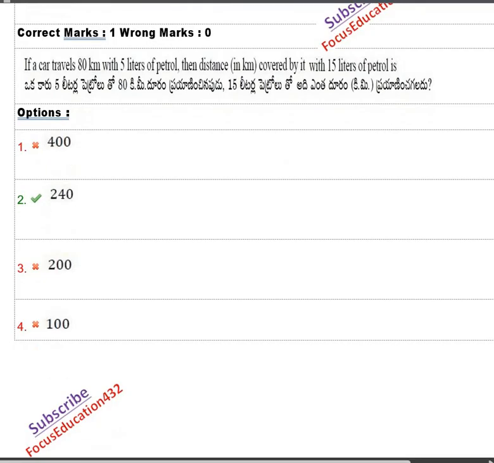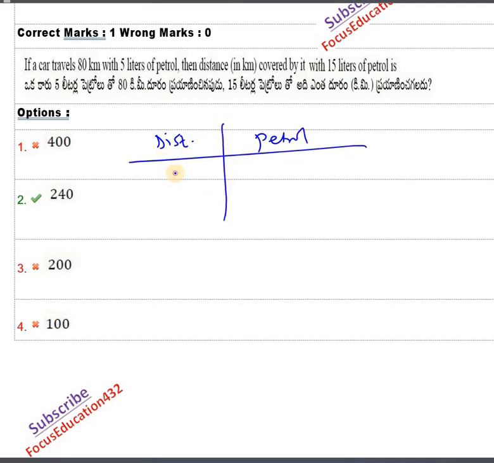Question number 15. If a car travels 80 kilometers with 5 liters of petrol, right? So here we are talking about distance. Another thing, petrol. So we write here petrol. The distance is 80 kilometers. Petrol used is 5 liters. Then what else do we have? 15 liters of petrol. If it is 15 liters, then how much distance?